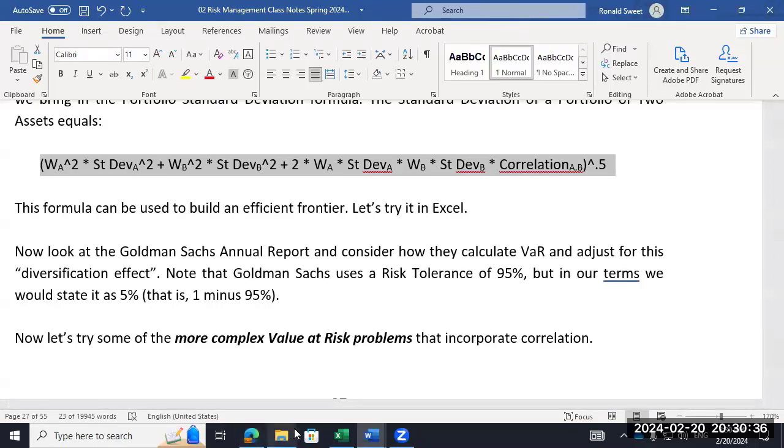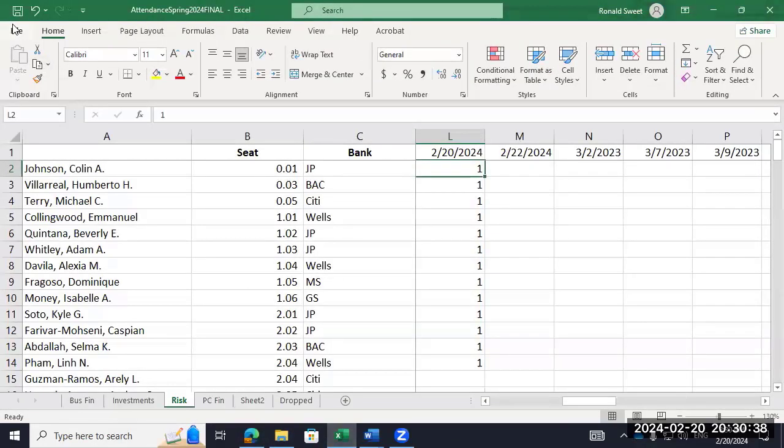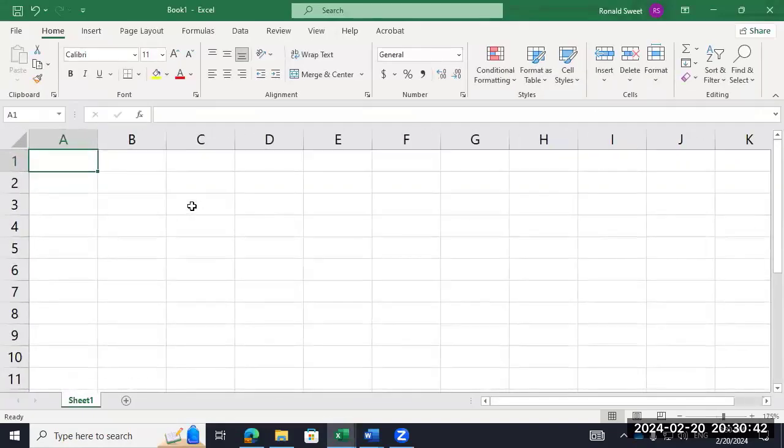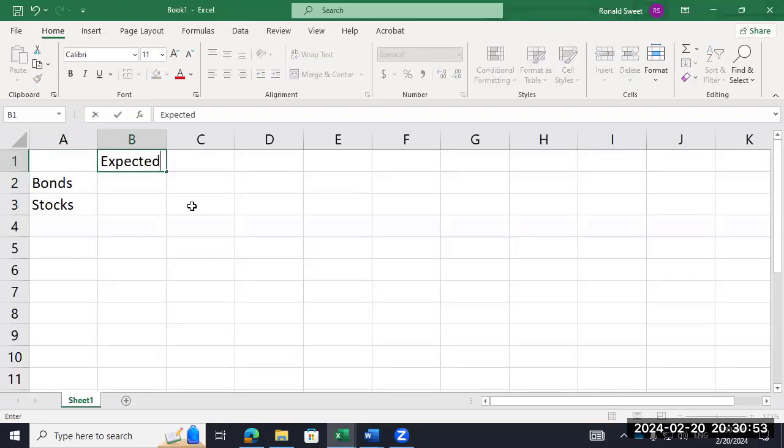So let's try it. I think we got enough time here. This is one of those things I recommend you do with a blank Excel spreadsheet, just like I'm doing it, just to test yourself. So let's look at bonds and stocks. We have an expected return, also known as what?